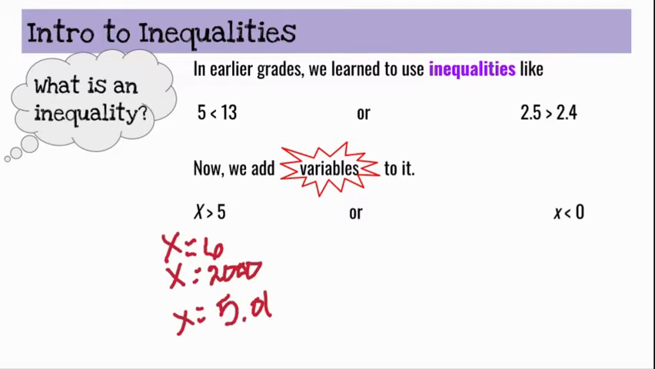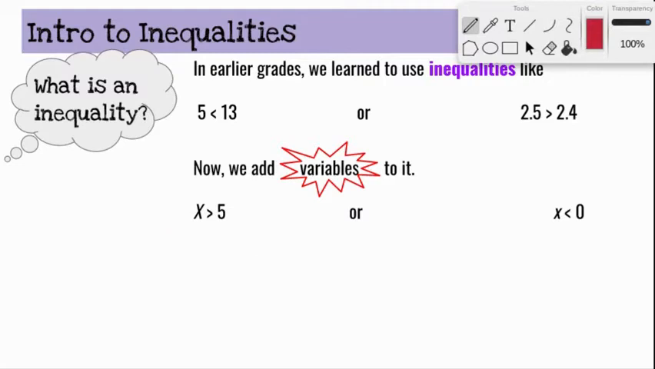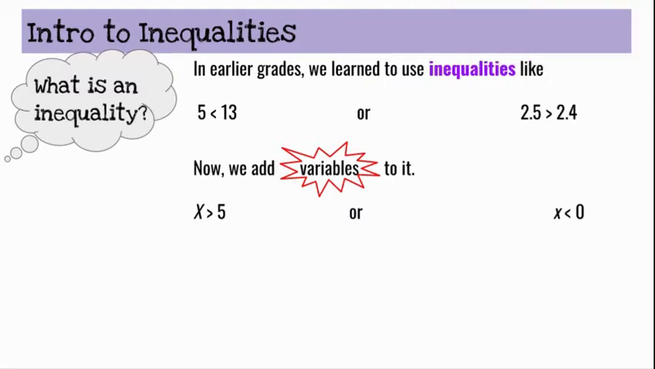And so x can really equal any number, including decimals, including fractions, any number that is greater than 5. Or for example, on our second one, x is less than 0. Well, if x is less than 0, we automatically know all of our answers for x are going to be negative numbers. They're all going to be less than 0. So -1, -2, etc. All of those negative numbers, even half numbers, even decimals, as long as they're negative, are going to be less than 0.